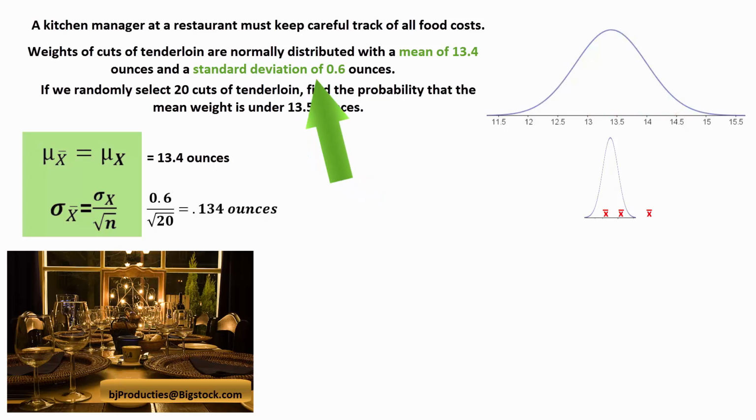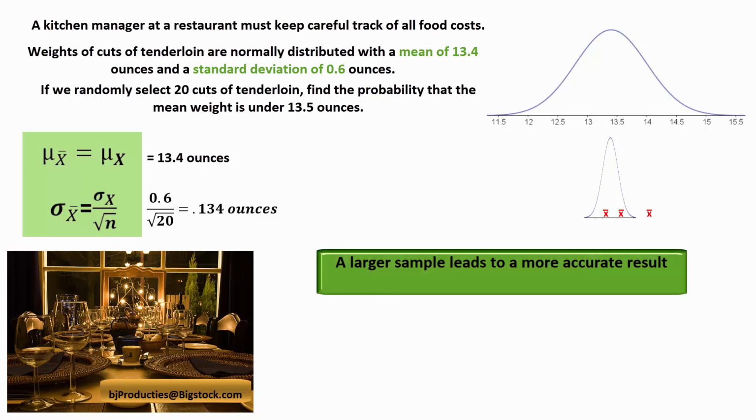This is why the standard deviation for the means is the original standard deviation divided by the square root of the sample size. And the bigger the sample size, the smaller that standard deviation of means becomes, which makes sense because a larger sample leads to a more accurate result.